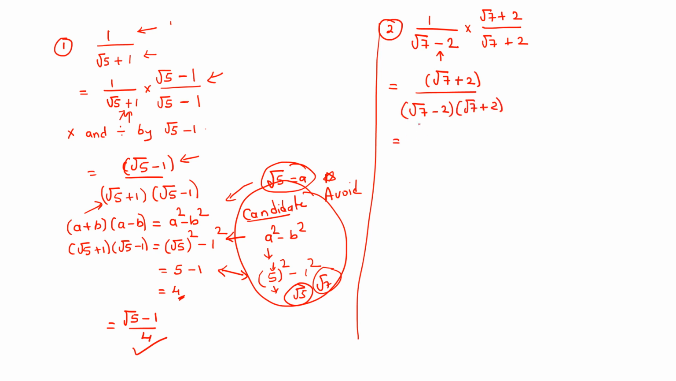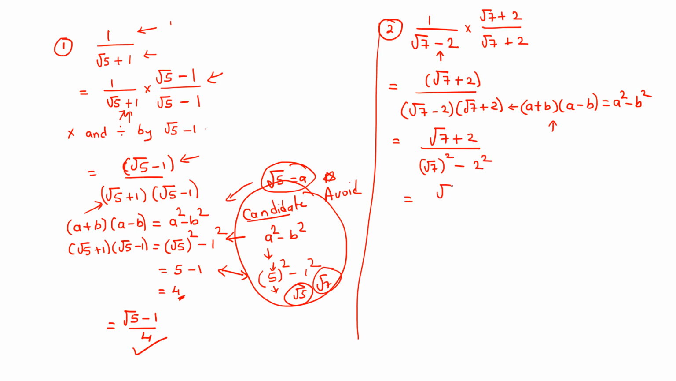So now what happens in the denominator, you can clearly see this is in the form of (a plus b) into (a minus b), which is equal to a square minus b square. So this is root 7 plus 2 divided by, and be careful here, we have discussed not to make a mistake with the root 7 square, then minus 2 square.